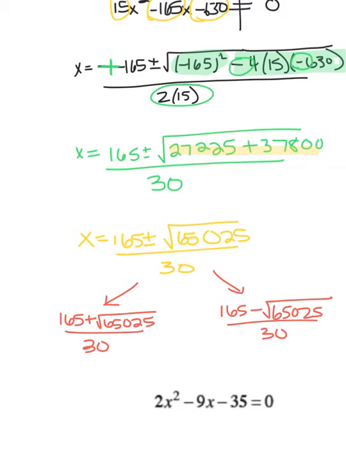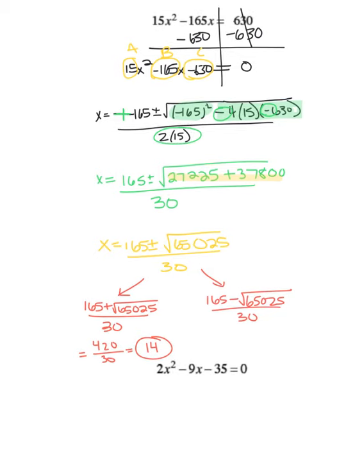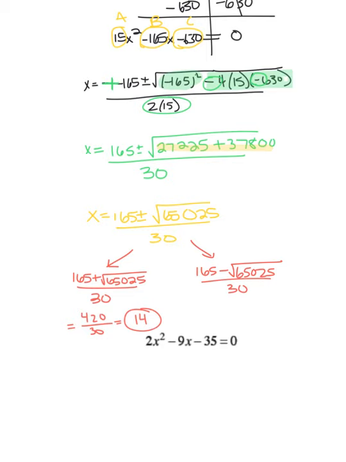So in my calculator, I'm going to do 165, add the square root of 65025, and get 420, and then divide by 30. So my final answer is 14. The answer of x equals 14 is a solution to this equation, meaning if I plugged 14 back in for x, the output would give me 0, or it would be true. It's also the x-intercept on the graph. And then we'll calculate our second one.